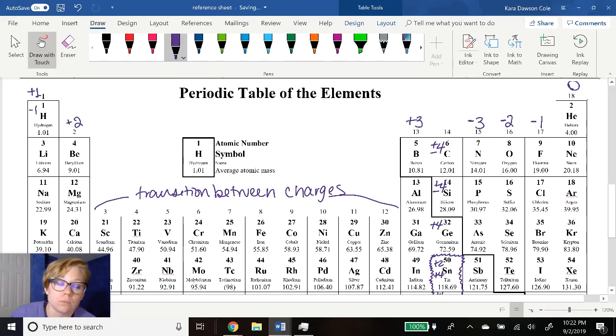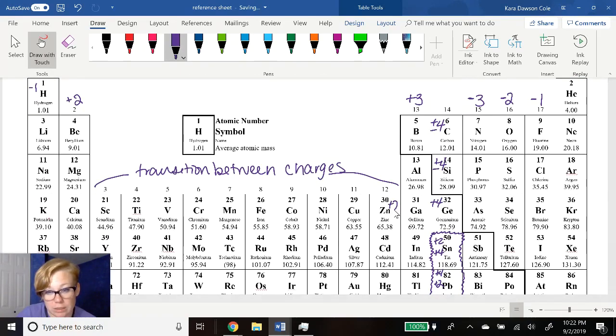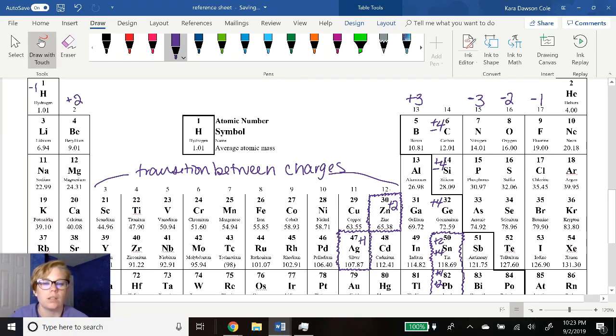Again, group 1 is plus 1, group 2 is plus 2, and groups 3 through 12 are the transition metals, so we have to signify their charge. A couple of elements within the transition metals do not actually transition. Zinc always has a plus 2 charge, and silver always has a plus 1 charge. It's only those two elements. Everything else can transition between different charges, or what we call oxidation states.